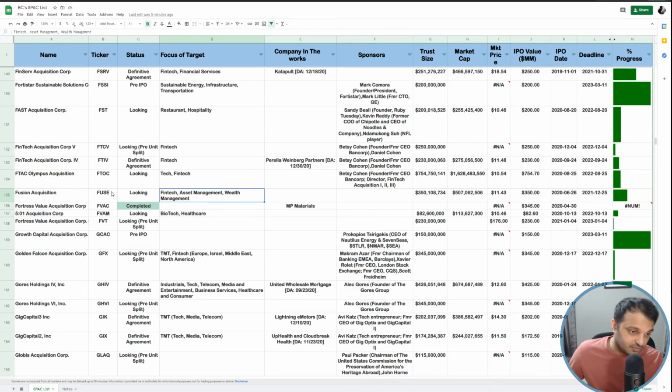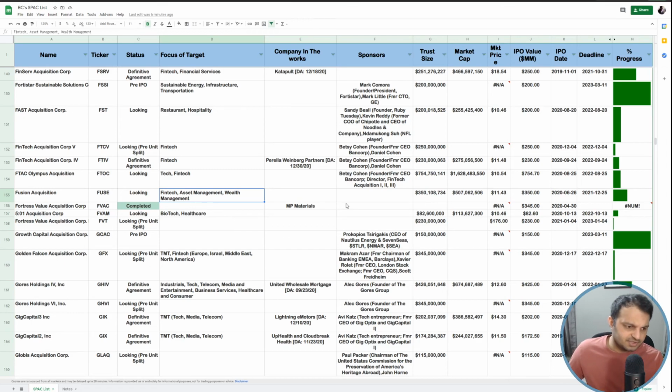And sometimes once you find out the progress, and what the focus is, always try to see the sponsors, because if the sponsors are shady, don't invest in that SPAC. And as you can see, there's a trust size and then there's a market cap, because they raise a certain amount of money through the IPO, but then if the stock price goes up, their market cap can be different from the trust size.